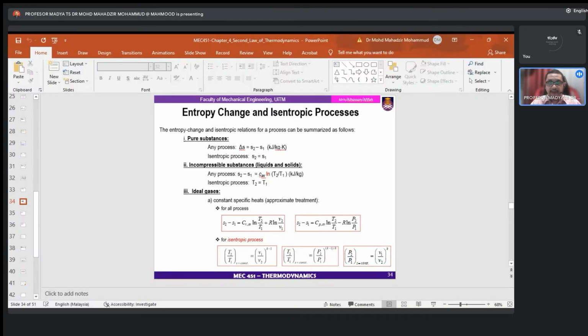Entropy change and isentropic processes for a process can happen in three categories. First one is pure substances. Number two, incompressible substances, that is liquids and solids. And the third one is ideal gases. So let me discuss what happens in the pure substances.